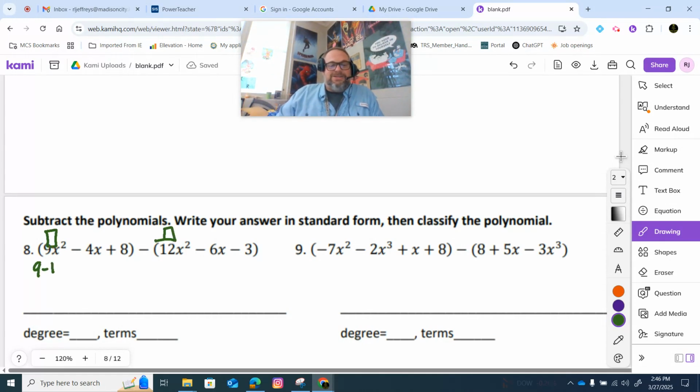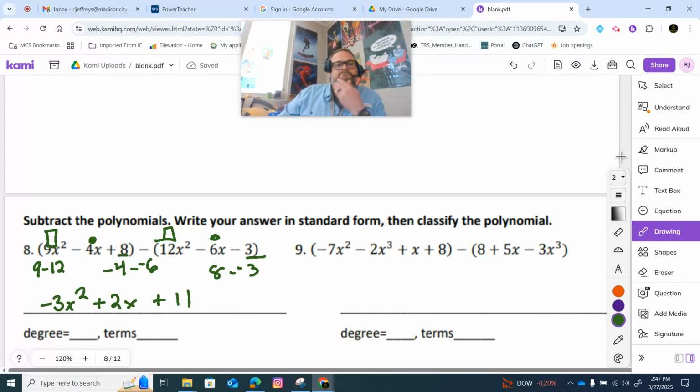So we have 9 minus 12, which is negative 3x squared. Oh man, this one's in order. All right. And then we have negative 4 minus negative 6. All right, that minus a negative changes it to plus a positive, right? So that's going to be plus 2. And then 8 minus negative 3, another plus a positive. All right, so what's this degree? How many terms?